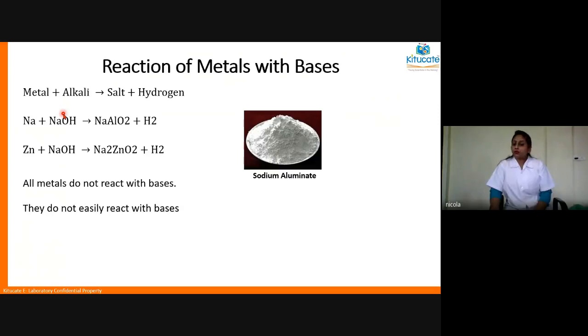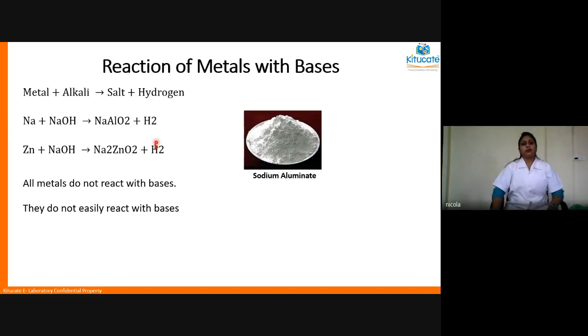All the metals don't react with bases. Only a very few metals react with bases. Another example is zinc. When zinc reacts with sodium hydroxide, what happens? Sodium zincate is formed and hydrogen gas is evolved during the process. When metals react with acids and bases, what is the common thing? That hydrogen gas is evolved in both the cases.